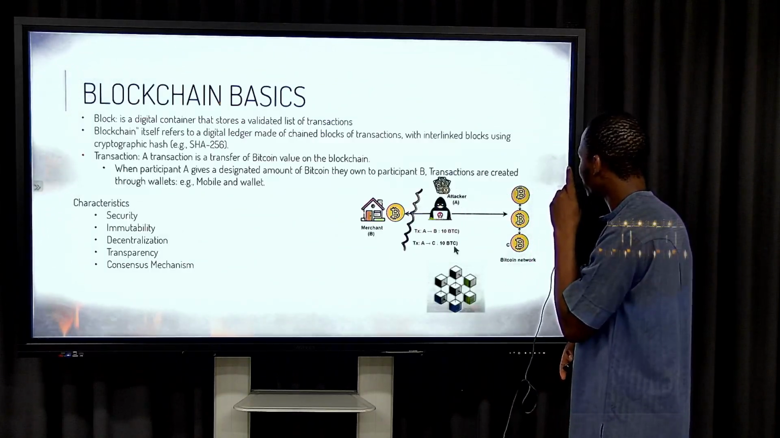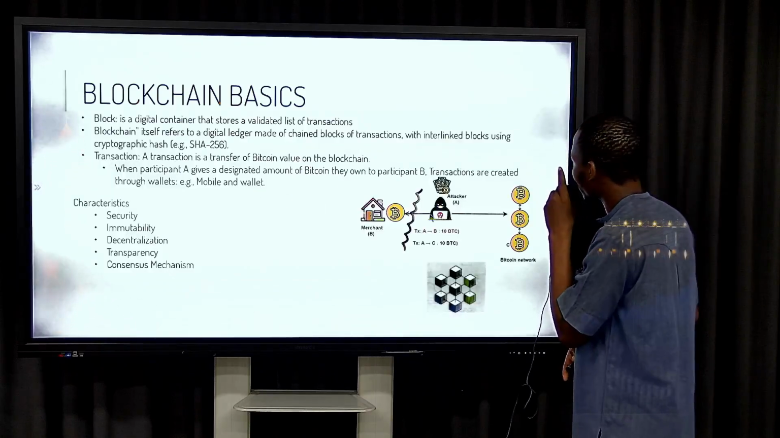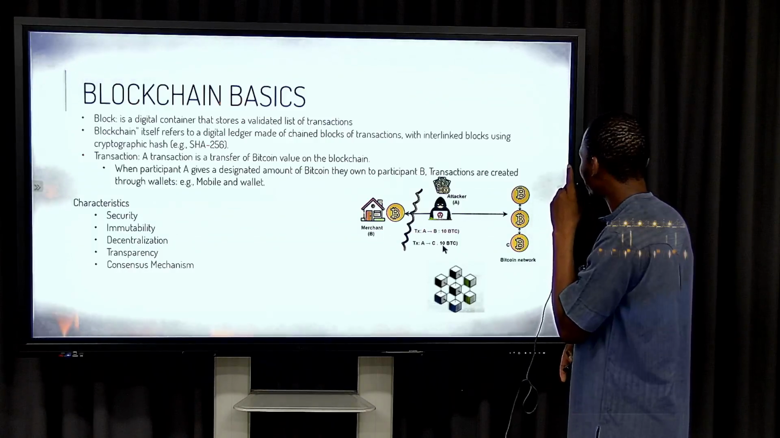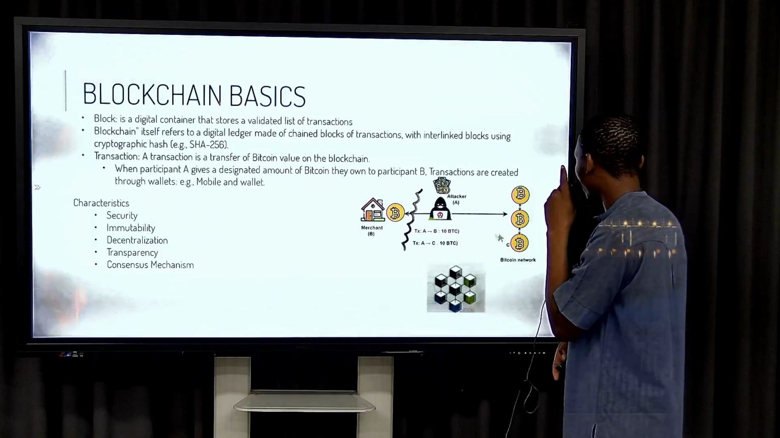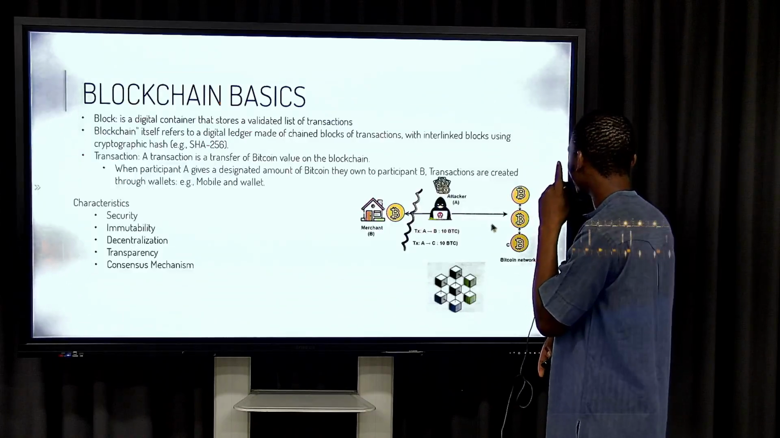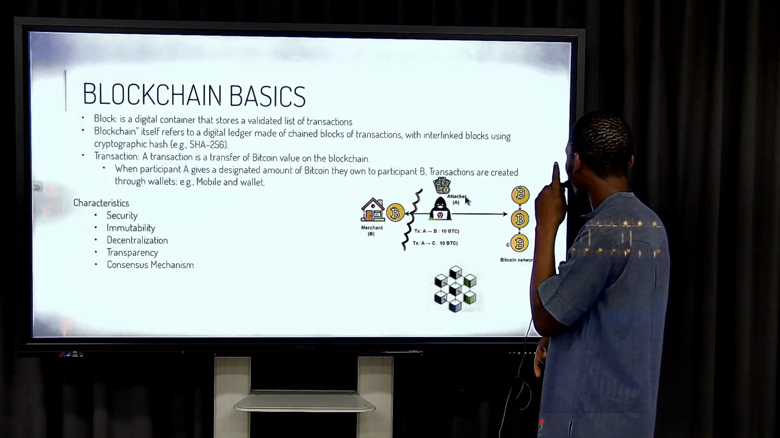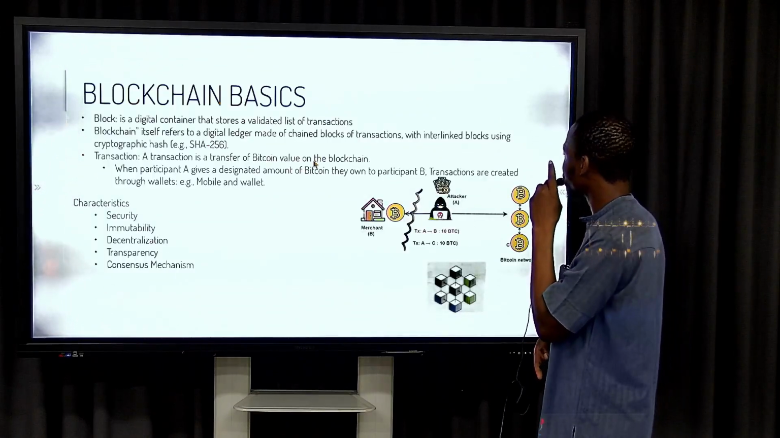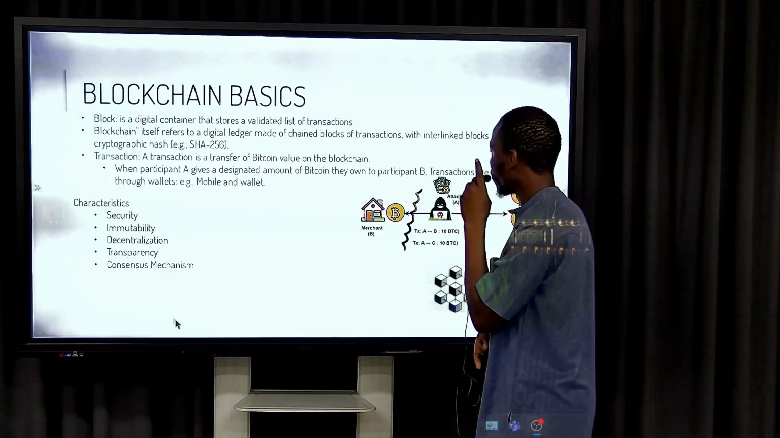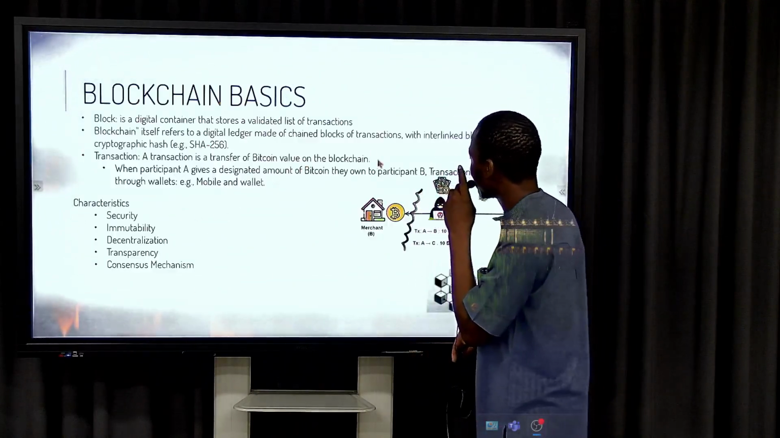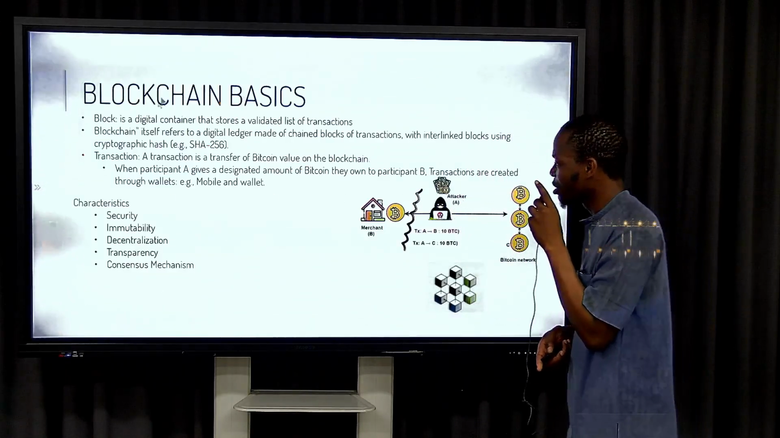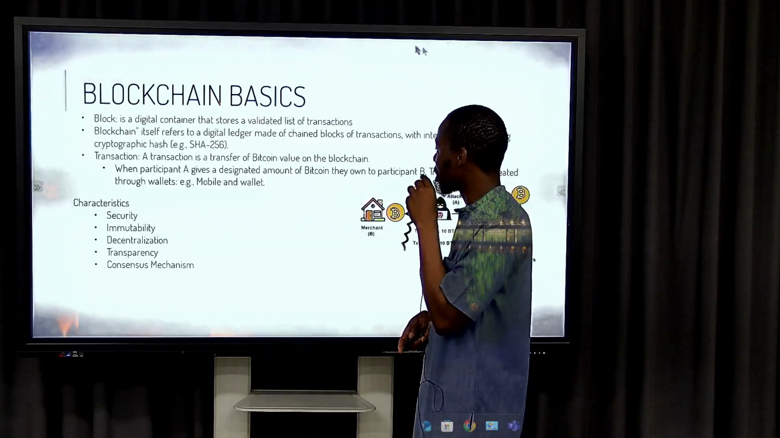If you look at this now, these are transactions. A transaction is a transfer of Bitcoin. It's trying to transfer 10 BTC from A to B. You can see this is the merchant transferring coin from this attacker to the Bitcoin network. So this is a transaction, trying to share Bitcoin value. The participant gives the designated amount of Bitcoin they own to participant B. Transactions are created through wallets, e.g. mobile wallets and digital wallets.